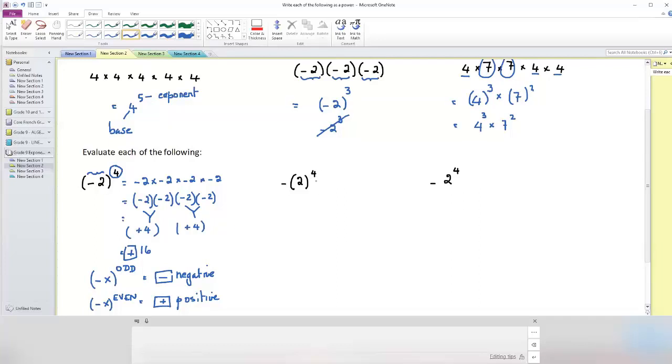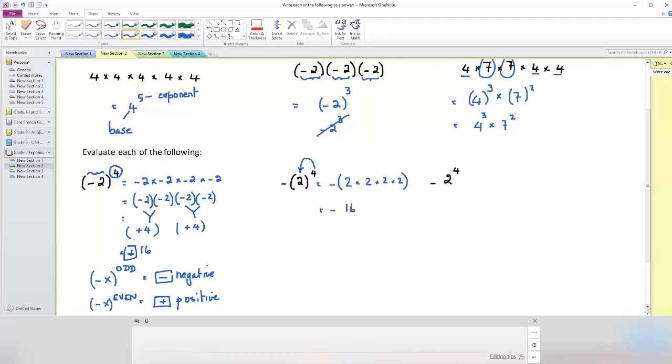However, here we need to know that the 4 affects only whatever is inside the bracket. So the negative stays as it is. Now I take whatever is inside the bracket and multiply it 4 times by itself. So 2, I repeat it 4 times. This is my base, exponent 4. But the negative is not affected by the 4, so I leave it as it is, negative. After that, 2 times 2, 4, 4 times 2, 8, 8 times 2, 16.